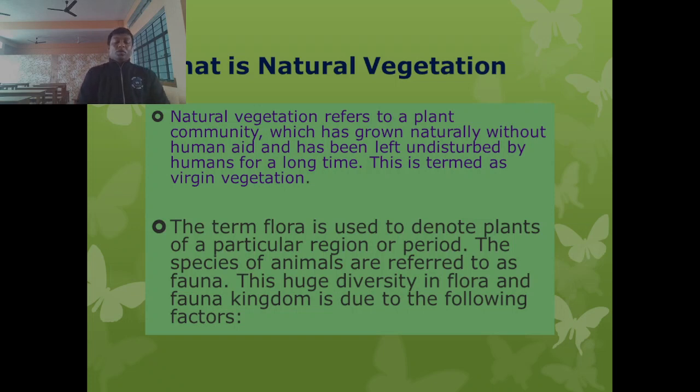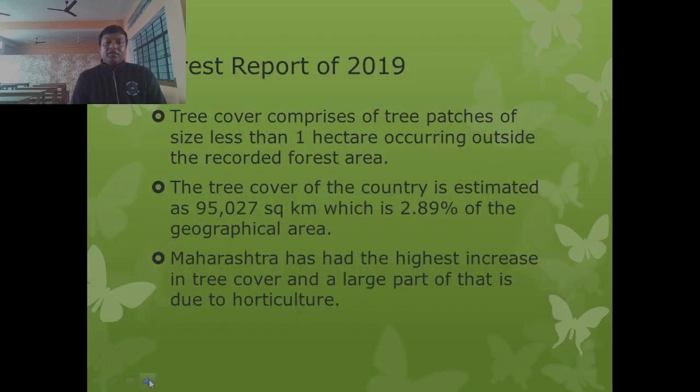As all of you know, there are two terminologies, flora and fauna. Flora means the plants of a particular region, and fauna means the species of animals. So the huge diversity in the flora and fauna kingdom is due to the following factors we are going to discuss.